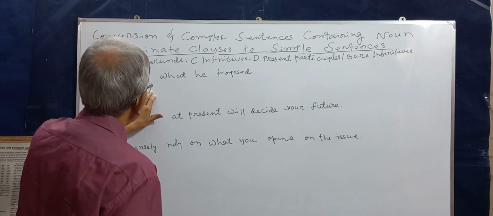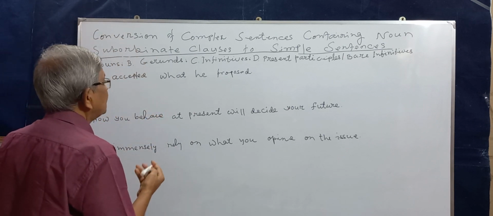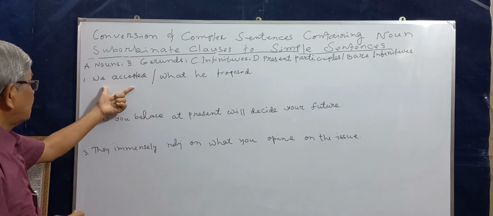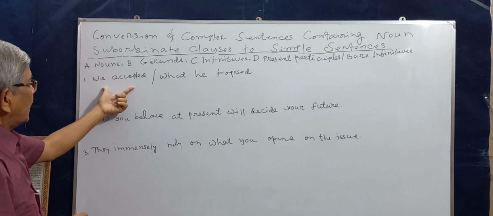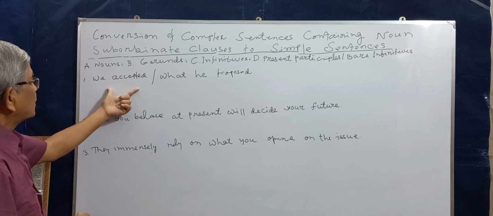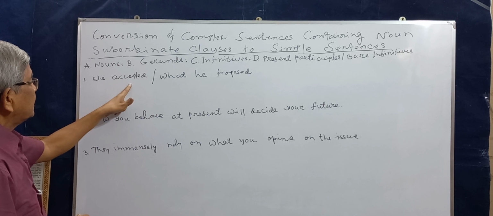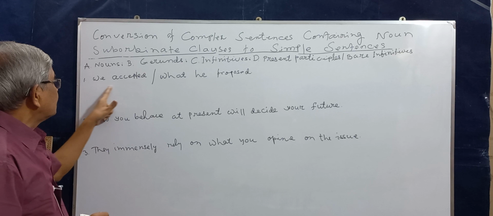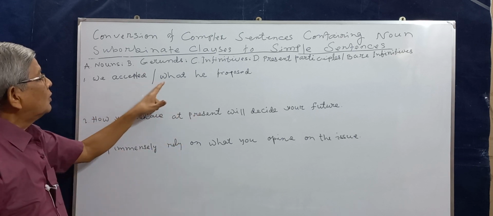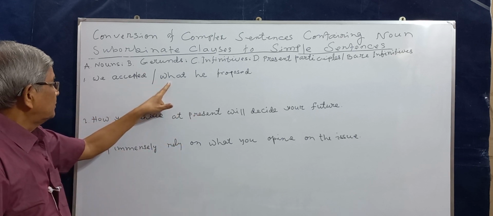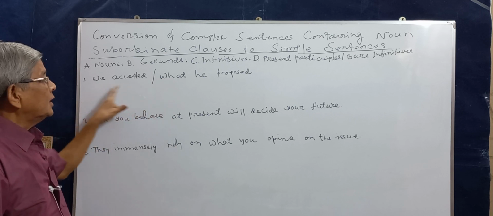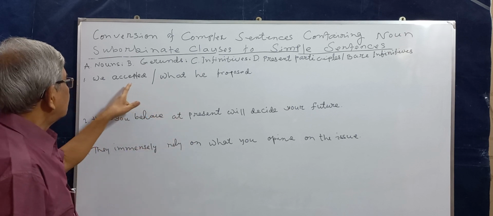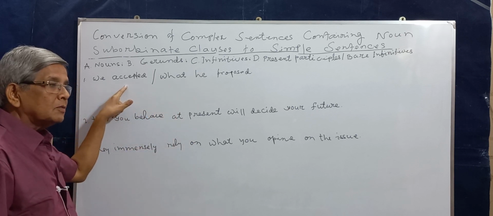In sentence number 1, the subordinate clause is what he proposed. And this one is the principal clause. But notice that the principal clause is not complete in itself. Accept is a transitive verb, but there is no object in this part of the whole sentence. So without this subordinate clause, the principal clause is not complete. This subordinate clause is the object of the verb of the principal clause.